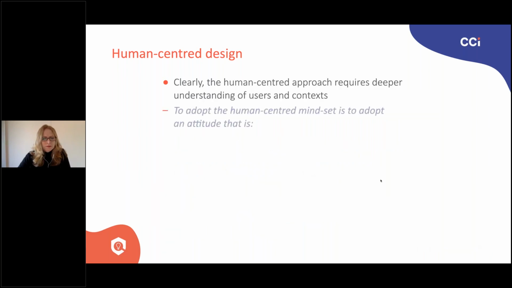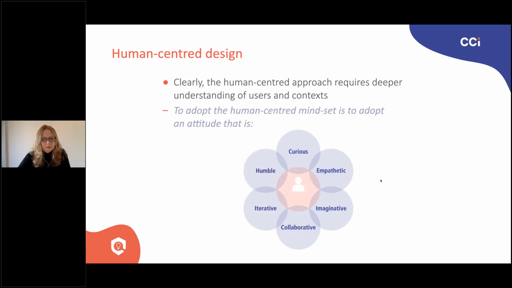So clearly the human-centered approach requires a deeper understanding of users and their contexts, and therefore to adopt a human-centered mindset, you have to adopt an attitude that's curious, empathetic, imaginative, collaborative, iterative, and humble. This is not easy, but there are tools to enable these different perspectives.